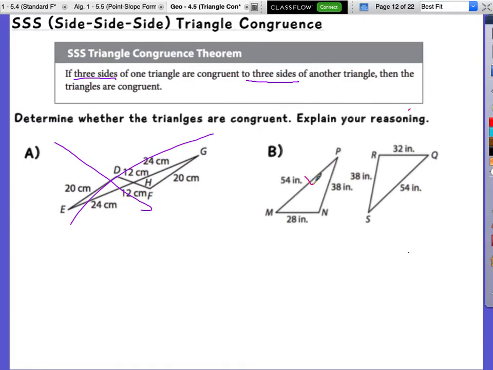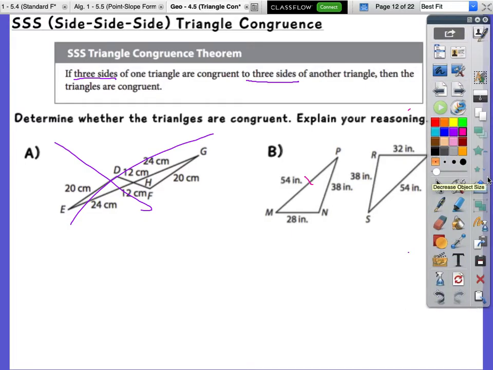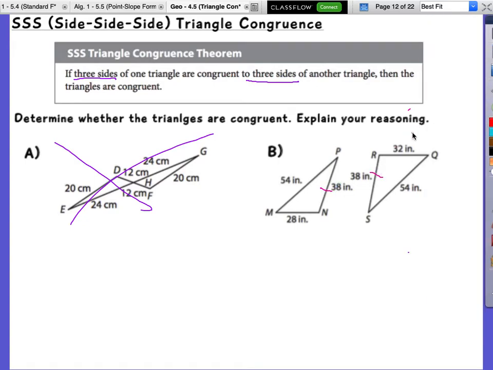Okay. Side PN is congruent to side RS. I agree. They're both 38 inches. Paige, give me another thing. Side RS is congruent to PN. That's what Lizzie just told me. Oh, side PM is congruent to side QS.